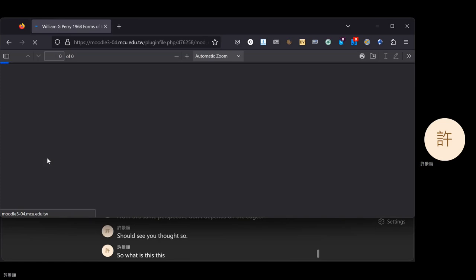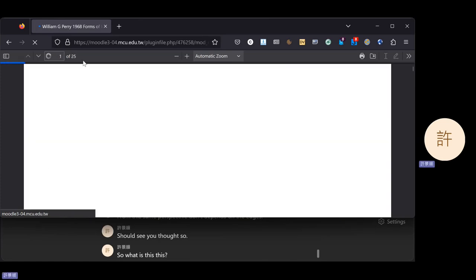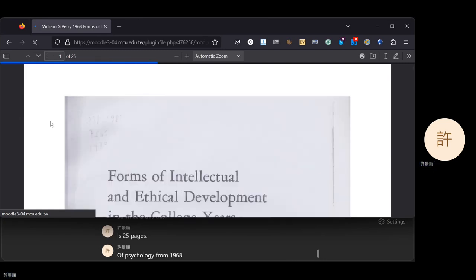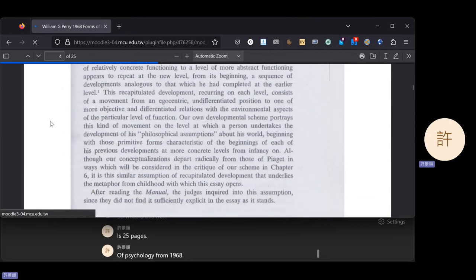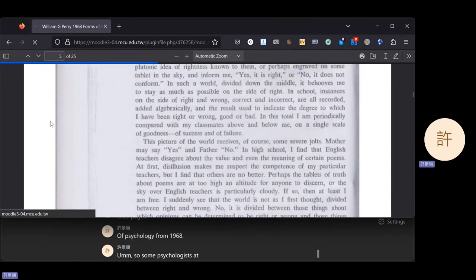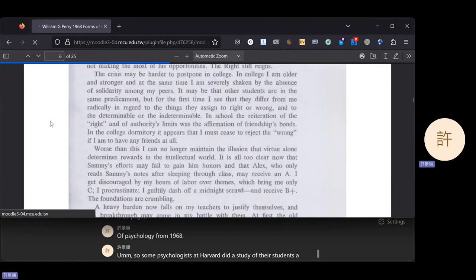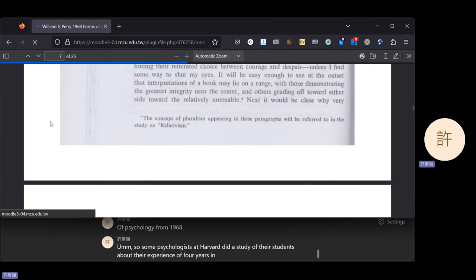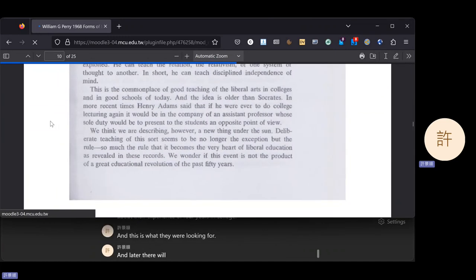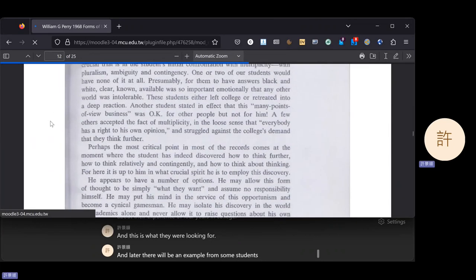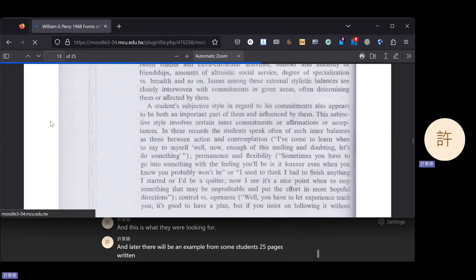So what is this? This is 25 pages of psychology from 1968. Some psychologists at Harvard did a study of their students about their experience of 4 years in college. And this is what they were looking for. And later there will be an example from some students. 25 pages written in the English of 1968.